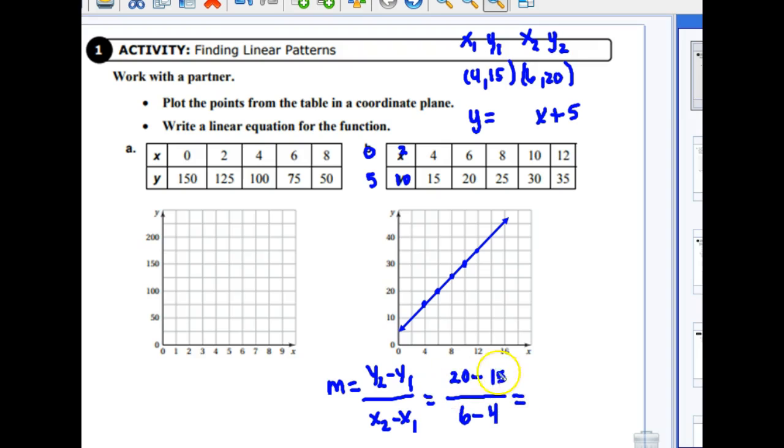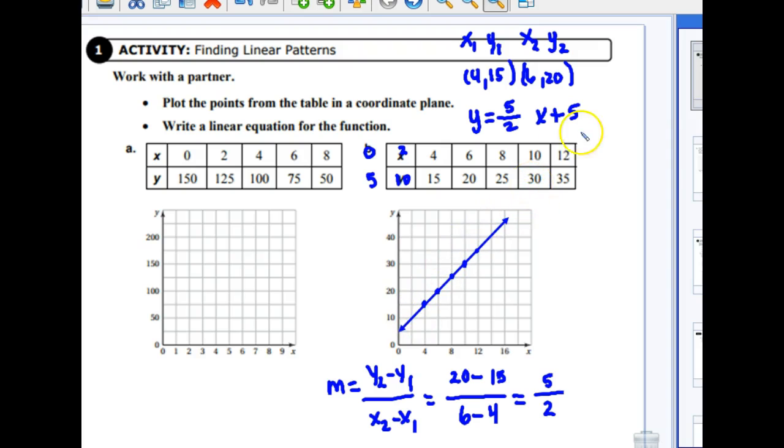Okay, now I do the math. What is 20 minus 15? 5. And what is 6 minus 4? 2. 6 minus 4 is positive 2. So there it is. What does m equal then? I'm just, instead of writing m up here, I'm going to write 5 over 2. Is it positive? Does my line go uphill?